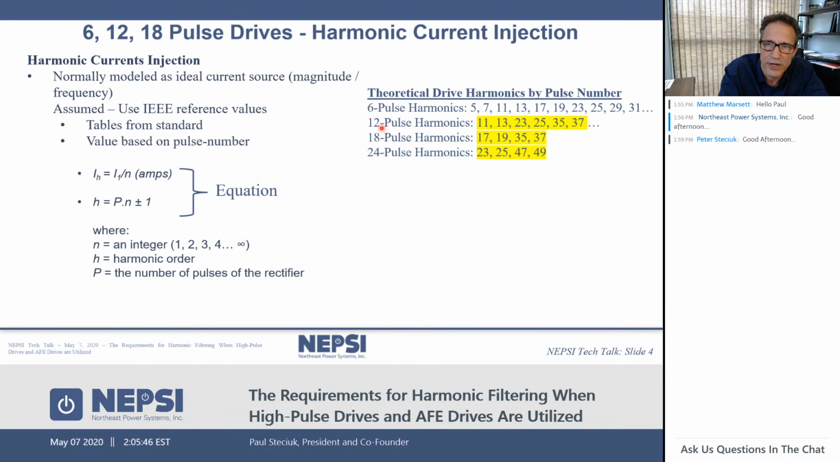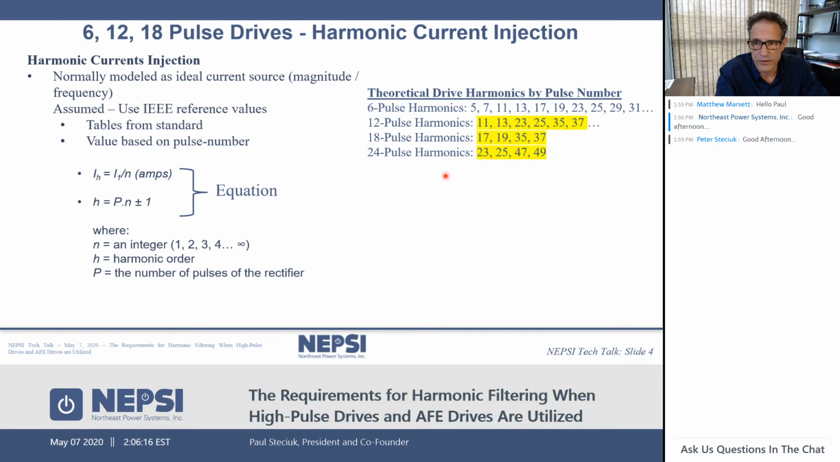A 12 pulse drive, theoretically, and again, theoretically, should not put out 5th or 7th harmonic. And you also see that there are other harmonics missing also, the 17th and the 19th. We skip a band of harmonics as we go up in frequency. And the 18 pulse is even better. We have our first harmonic starting at the 17th. So we eliminated the 5th, 7th, 11th, and 13th harmonics. So these drive systems are more expensive and they produce less harmonics.